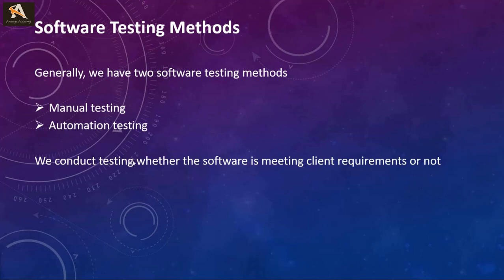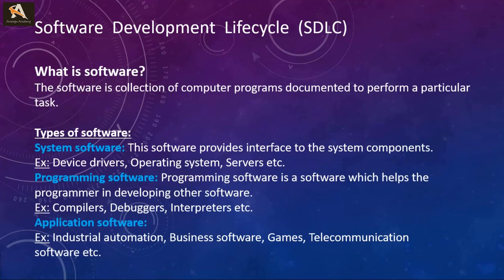Before going further, let's understand SDLC, software development life cycle. So first of all, what is software? Software is a collection of computer programs documented to perform a particular task. There are a few types of software, like system software, programming software, application software.